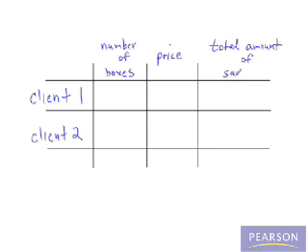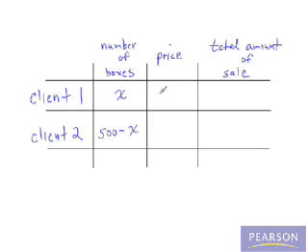Now we know that there was a total of 500 boxes sold. So let's start with Client 1. How many boxes were sold to Client 1? We do not know that, so let's call that X. But we do know that there was a total of 500 boxes sold. So we can express the number of boxes sold to Client 2 as 500 minus X, because if we were to add these two together, we will get 500 boxes.